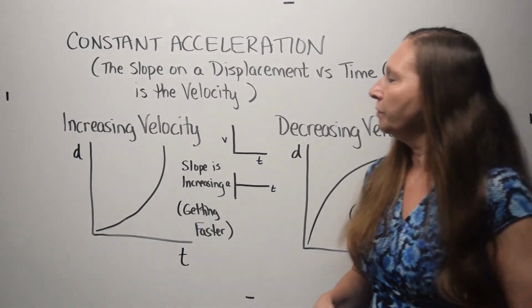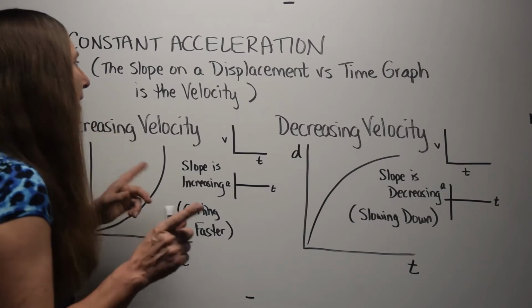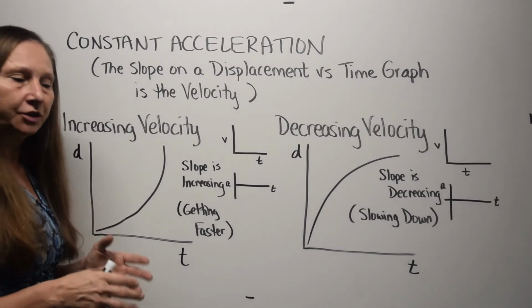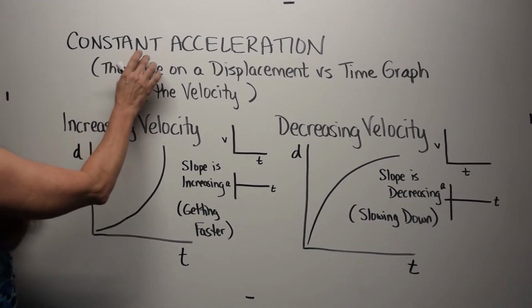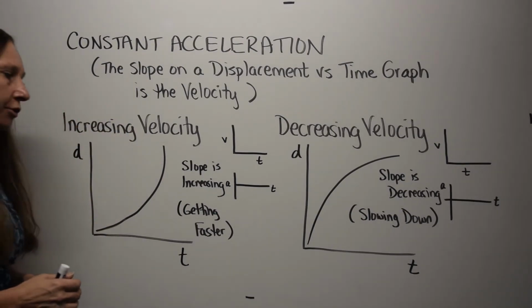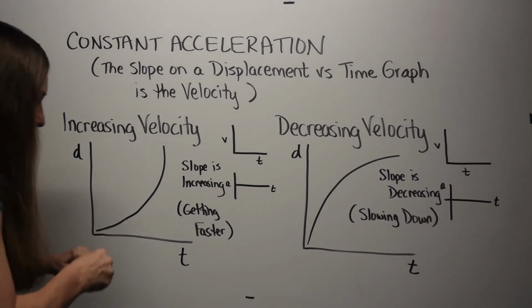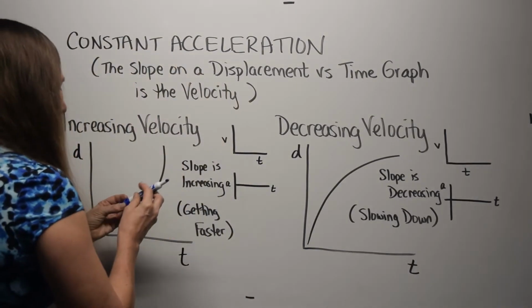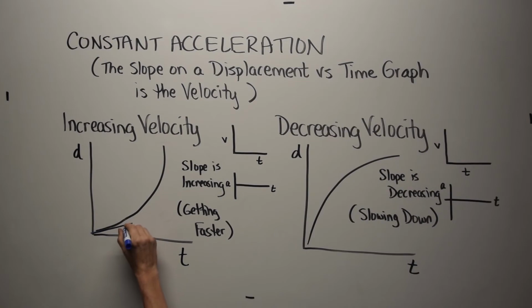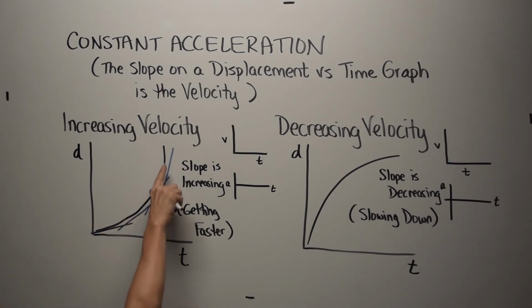So, constant acceleration. Now remember, the slope on a displacement versus time graph, we said, is the velocity. So if you're accelerating and your velocity is increasing, your slope should be increasing. If you can imagine that the slope here starts very low and gets greater and greater and greater, the slope of this curve is increasing.